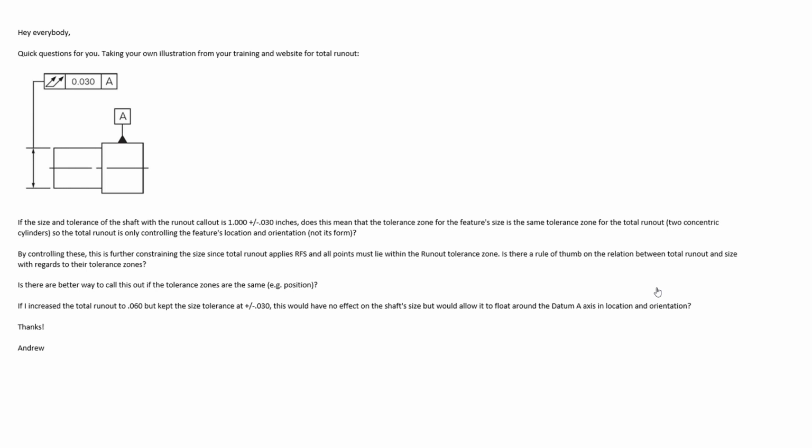He continues to ask, by controlling these, is it further constraining the size, since the total runout applies RFS, and all points must lie within the runout tolerance zone? So really, what takes over? Is it rule number 1 or is it runout when it comes to the form control here? If the runout was increased and the size tolerance was still very tight, how would this affect the part?